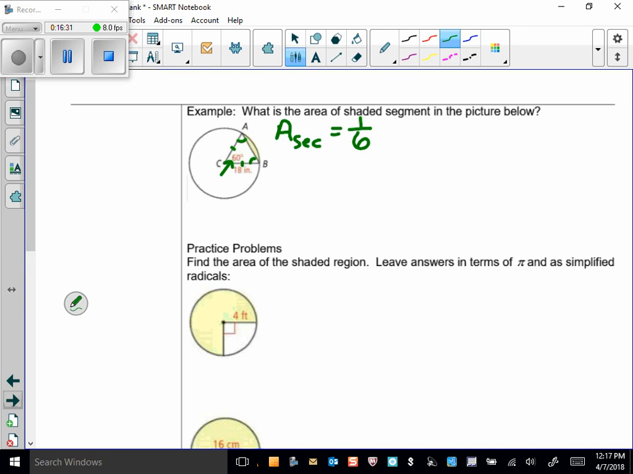It's 1/6 of the total area of the circle. So pi r squared, so I'm going to put 18 times 18. There's pi r squared. It's just much easier for me to simplify when I don't go ahead and square it. So that's 3 times 18, so 54 pi is the area of the sector, right? Area of the sector.